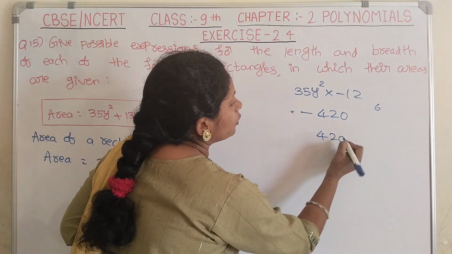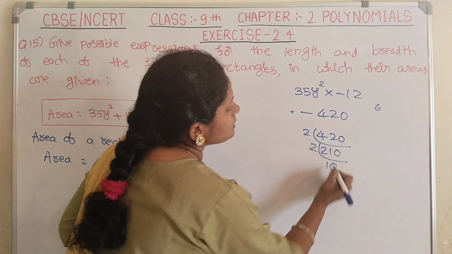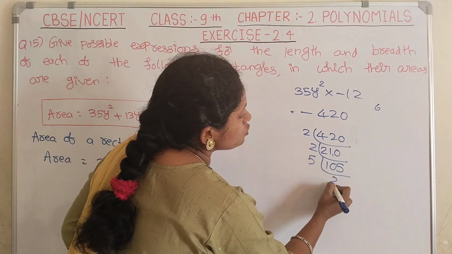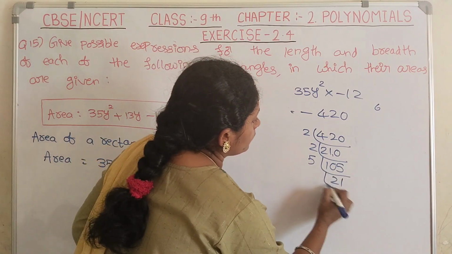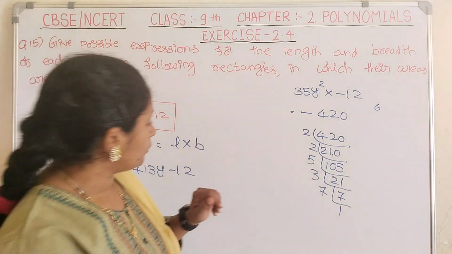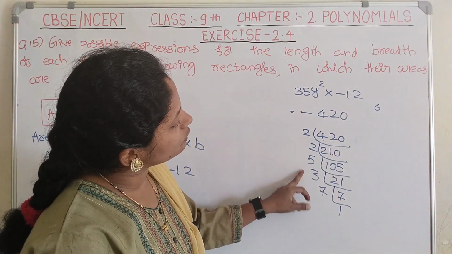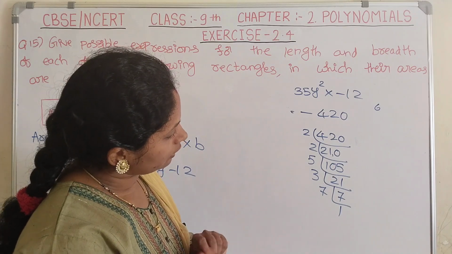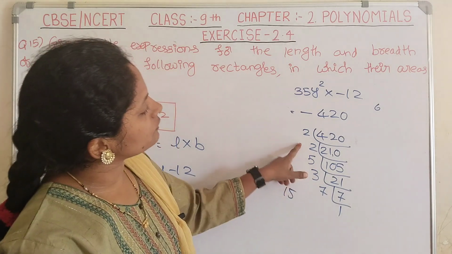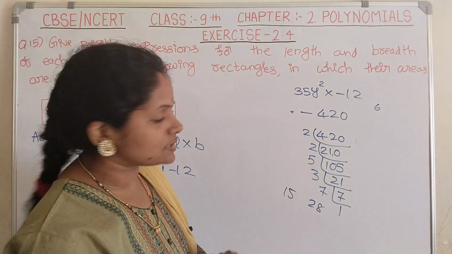Get the factors of this 420. 2 2s are 4, 2 10s are 20. 2 5s are 10, 2 1s are 2, 5 1s are 5, 3 7s are 21, 7 1s are 7. These are the factors. Now if we see the factors 2 into 2 into 5 into 3 into 7, we have to do the subtraction. 5 into 3 is 15, 7 2s are 14, 14 2s are 28. 28 minus 15 gives us 13.